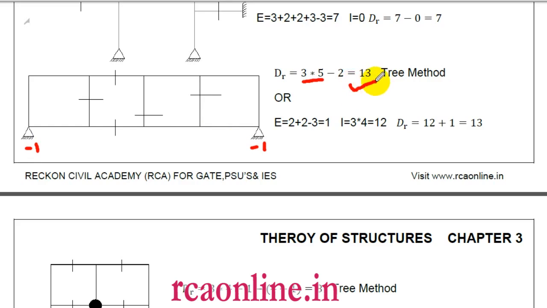But if you do it by our conventional method, then what is E? E is 2 here and 2 here, so 4. U is 3. So 4 minus 3 is 1. Now how many closed loops? 1, 2, 3 and 4. So 3 into 4, 12. So what is my static indeterminacy? It will be 13, same as here.